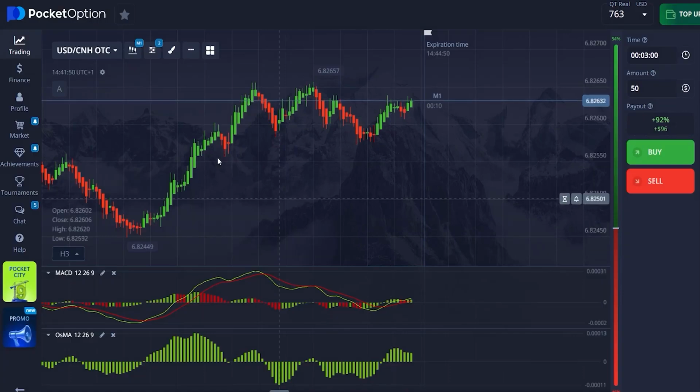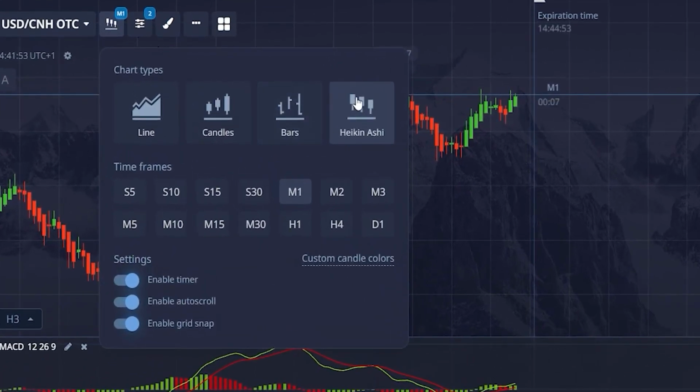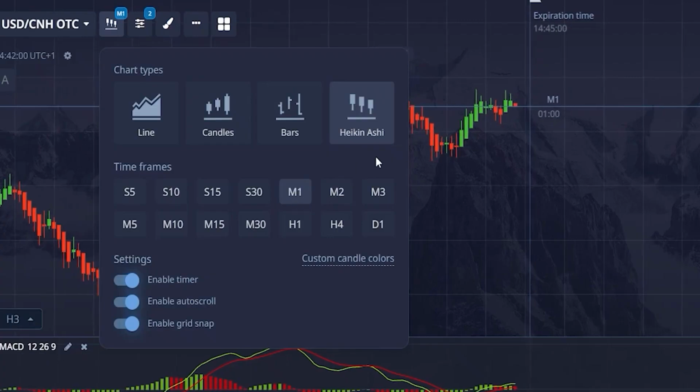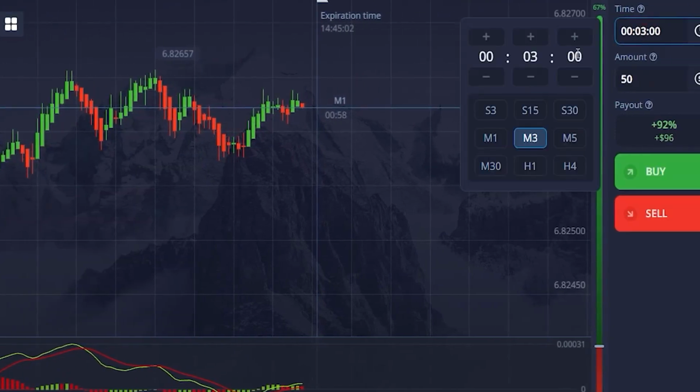So with this strategy, I'm going to be using the Heikin Ashi candlestick, and I'm going to be setting it on a 1 minute candle time frame. Not only that, I'm going to be using a 3-minute expiration time.